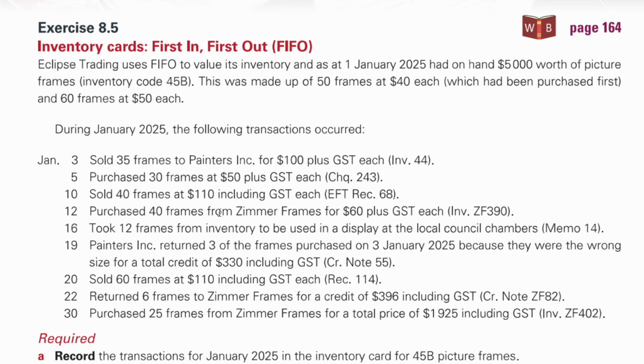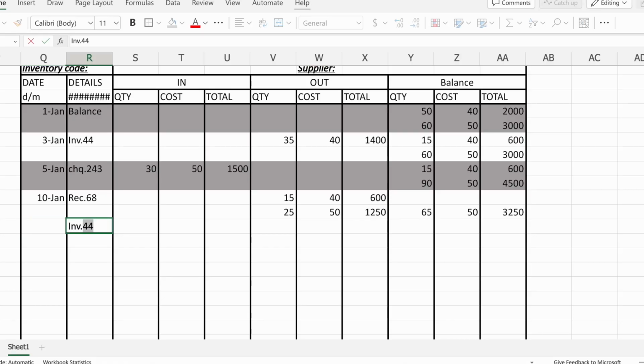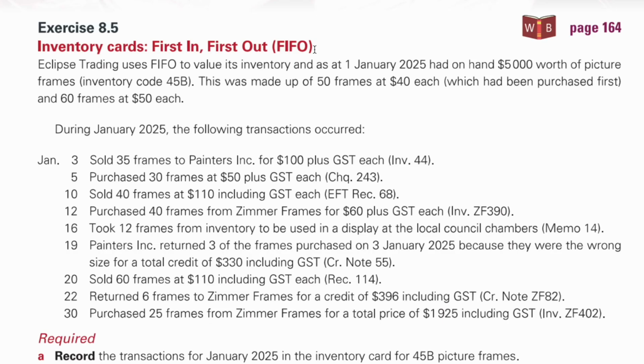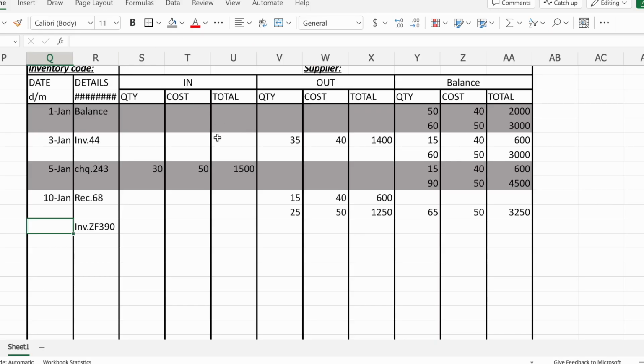Okay, so now let's go to the next transaction, which is on the 12th. Purchase 40 frames from Zimmer for $60 plus GST. Alright, so invoice ZF 390. And it said on the 12th of Jan.